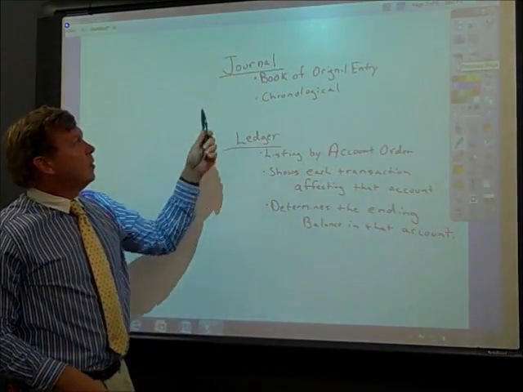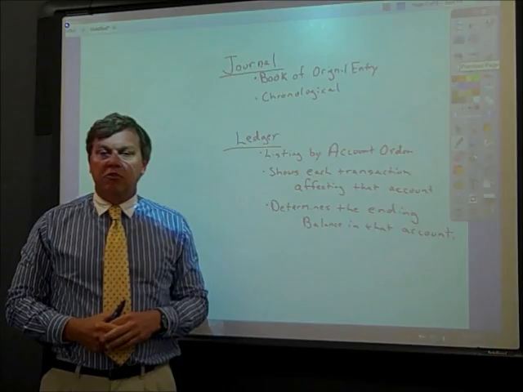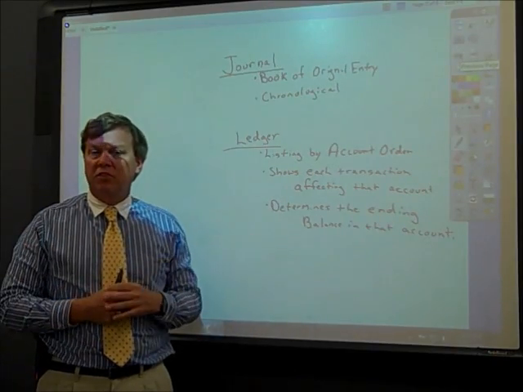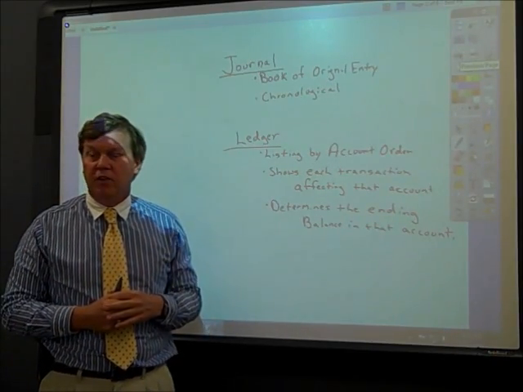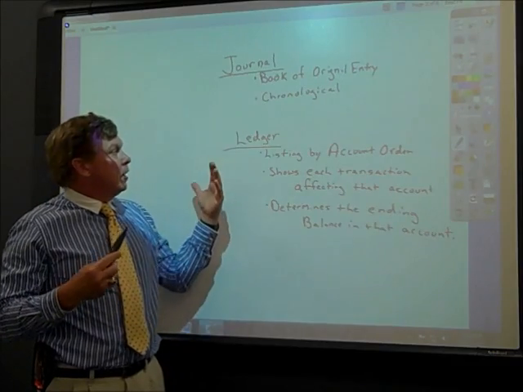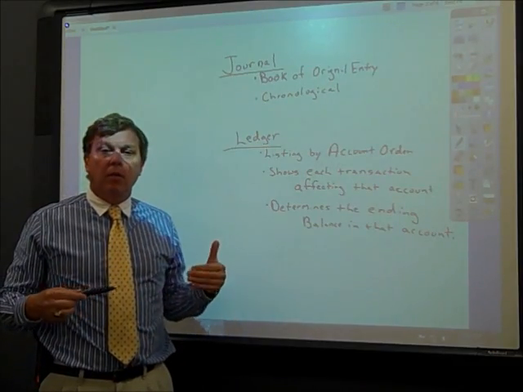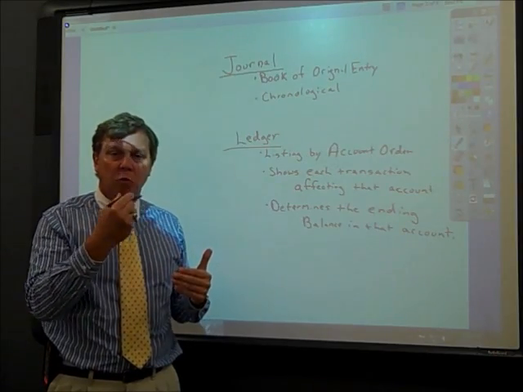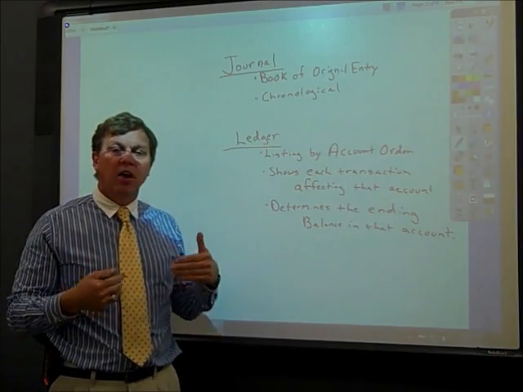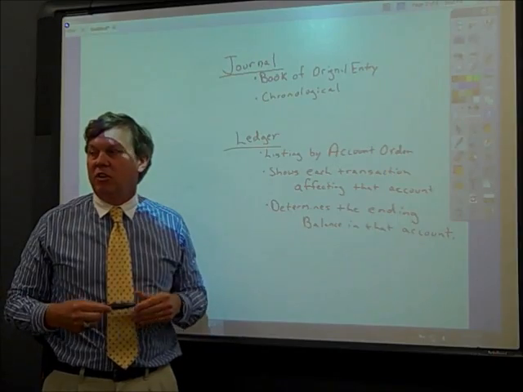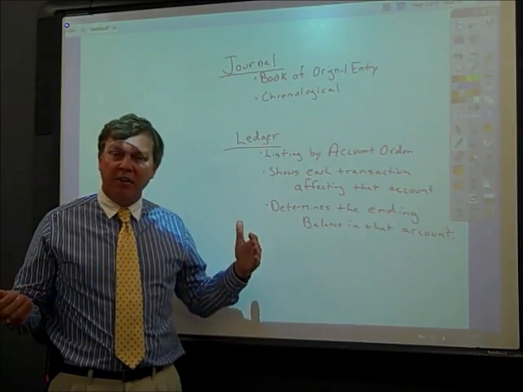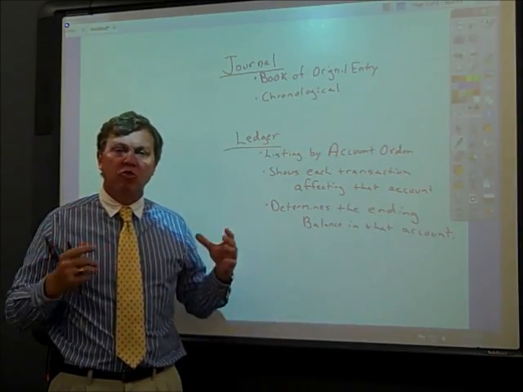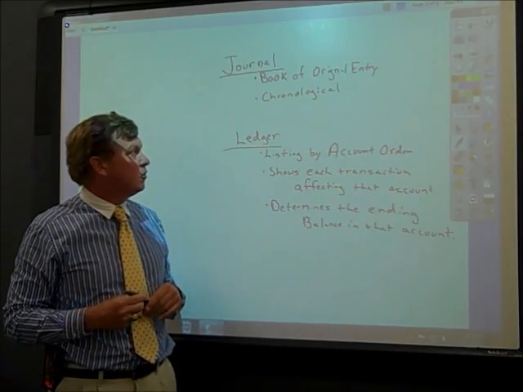The journal is called the Book of Original Entry. This is where the transactions are first recorded for a business. It is in chronological order. Some folks say keep a journal or a diary, and from one day it goes to the next and the next. Well, a journal's in the same fashion, in that it's going to be a chronological recording of the financial transactions that a business has.